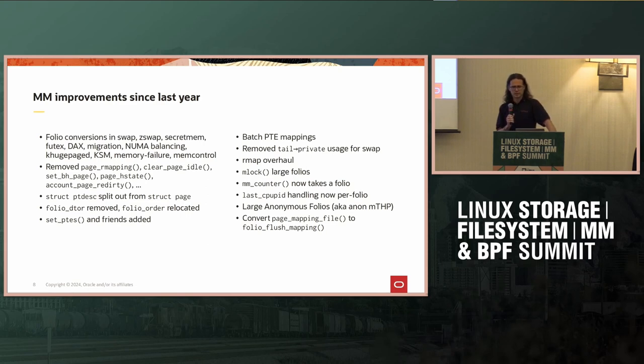But I think the big improvement has been the work that has been done to support large anonymous folios or anonymous mTHP. People have forgotten that THP is an acronym that had the word huge in it, and so now we have multiple size, huge, transparent pages. Anyway, naming is hard.